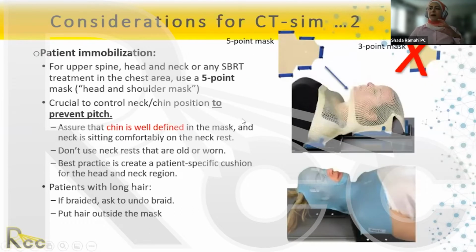If we're talking about the upper spine, head and neck, or even the upper chest area, use what we call a 5-point mask. We either say a 5-point mask or a head and shoulder mask. Don't use a 3-point mask, all right? A 3-point mask only fixes the head and doesn't do much for the neck.